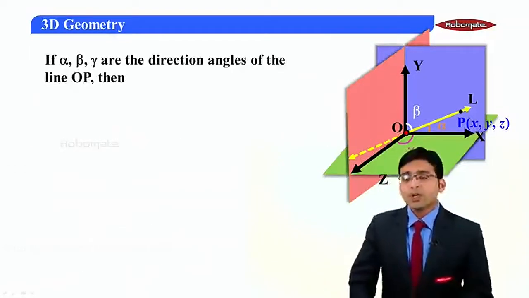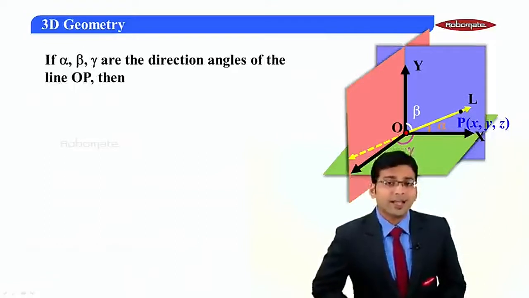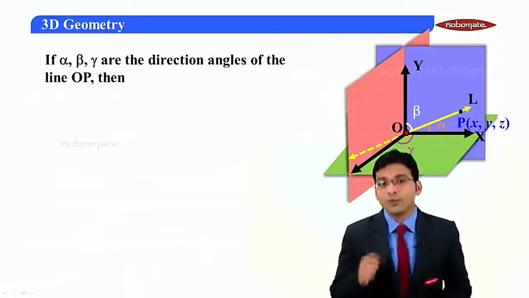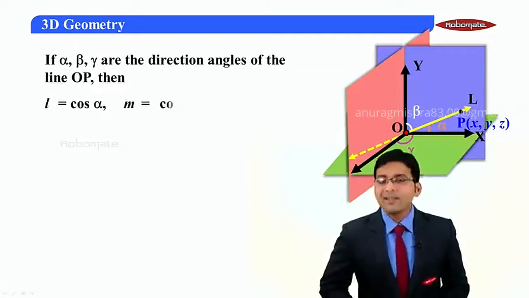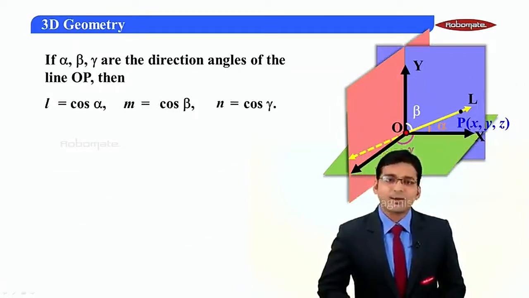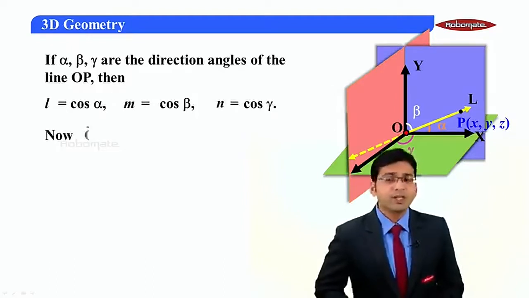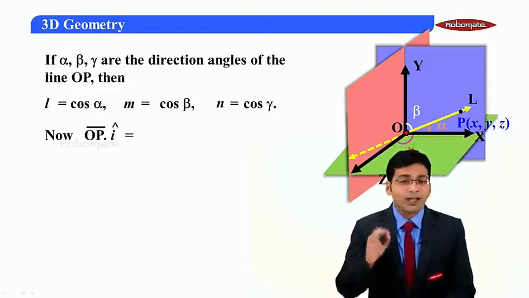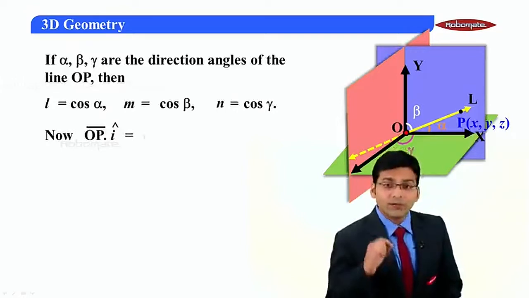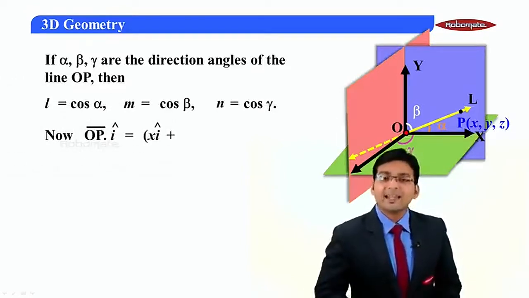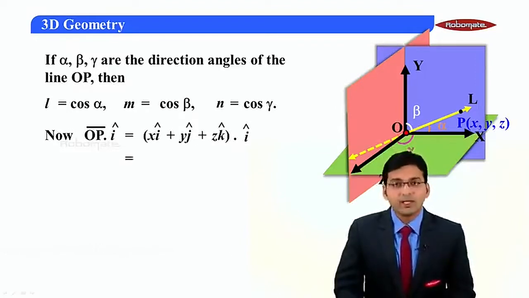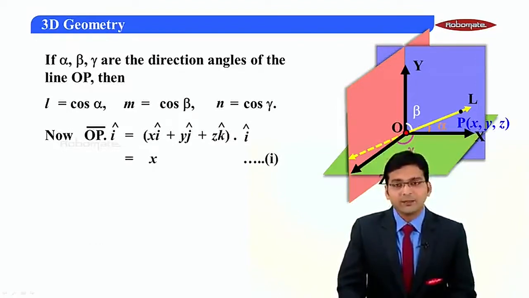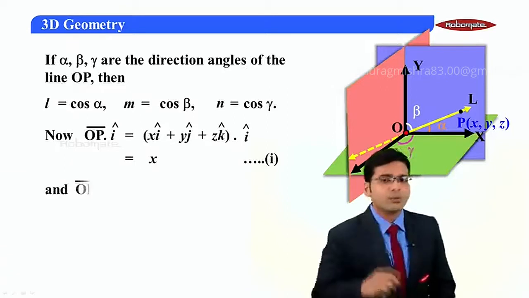As we have assumed P as x, y, z, we can say this is the position vector. Okay. Now if alpha, beta, gamma are the direction angles of line OP, then we can say l is cos alpha, m is cos beta and n is cos gamma. Fine students. Now OP bar dot i cap. OP bar is the position vector of P. So we get x i cap plus y j cap plus z k cap dot i cap, and this will turn out to be x. Fine. Now let us call this statement 1.